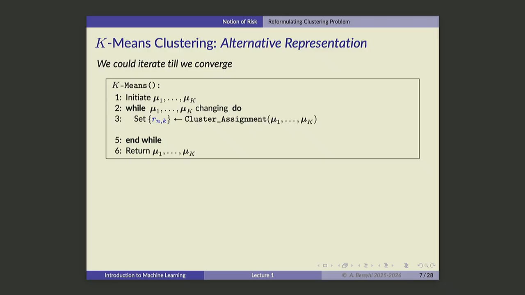It's going to compute a bunch of coefficients, 1 and 0. It's going to say which point belongs to which cluster, right? And then after having these r's, you can put them into that second algorithm, and then you update your centroids, right? And you keep on going like this.